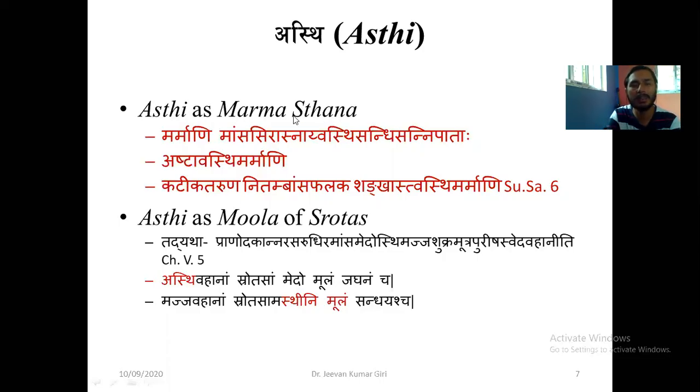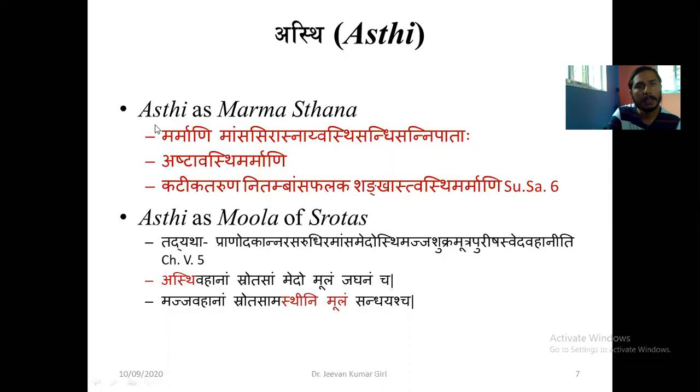So I am just giving the introduction for the Marma Sthana. This Marma chapter is a separate chapter for you. During that I will explain the detail. Now see, Asthi is also considered as Marma. In certain places of the body, there are Asthi which are considered as Marma. If you injure that Asthi, then you may die, or feel severe pain, or die after some time.